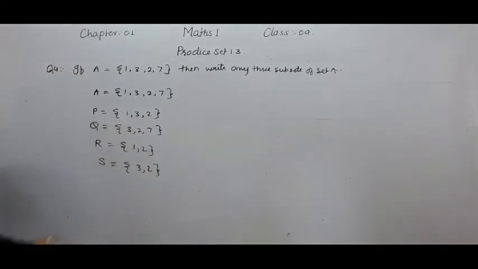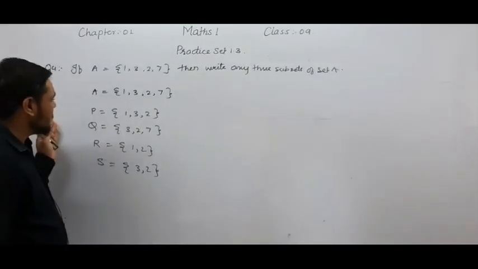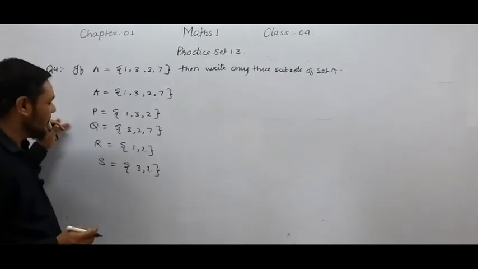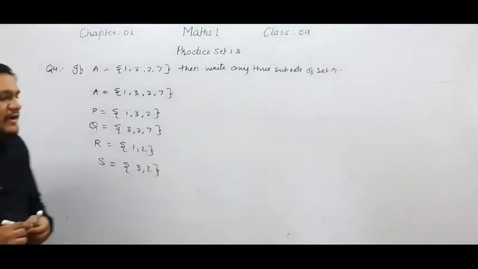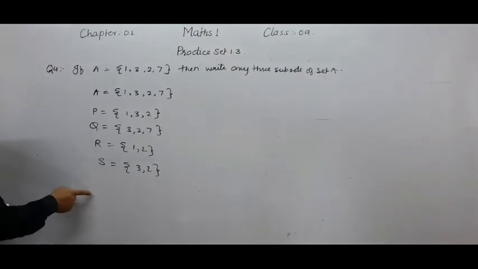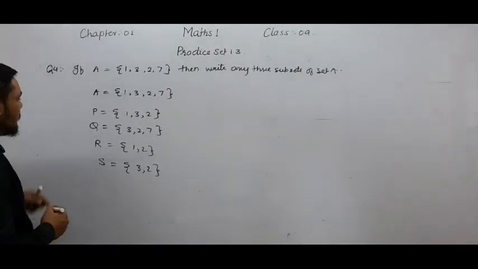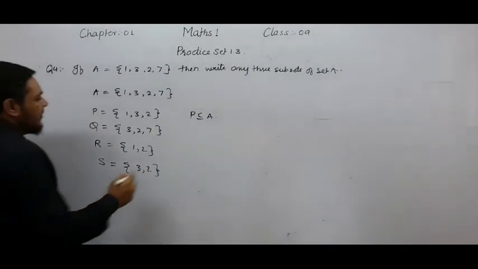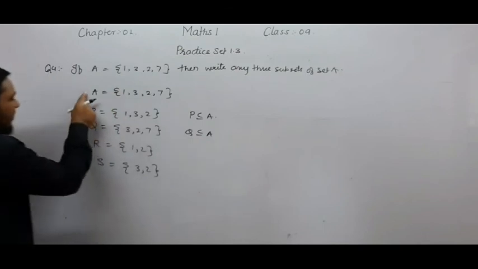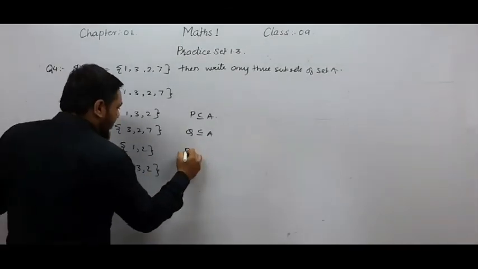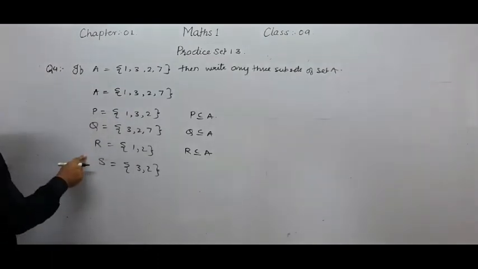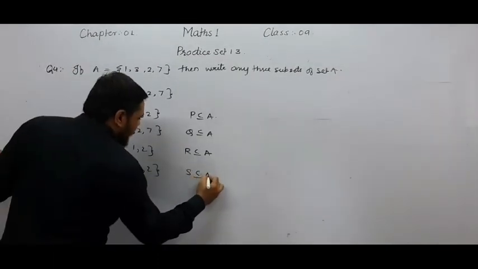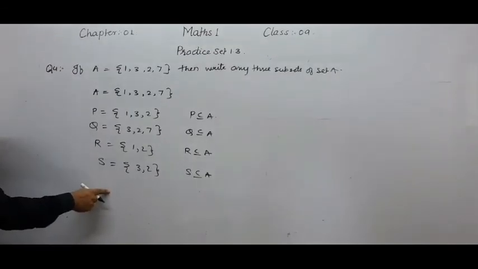In this way you can write many sets which will be subsets of set A. But one condition you have to keep in mind is that A should contain all the elements of the set which you are taking as a subset of A. Suppose P contains the elements 1, 3, 2, we can say that P is a subset of A. Why? Because A contains all the elements of set P. Similarly, Q is a subset of A, because A contains all the elements of set Q. And R is also a subset of A, because A contains all the elements of set R. S is also a subset of A, because A contains all the elements of set S.